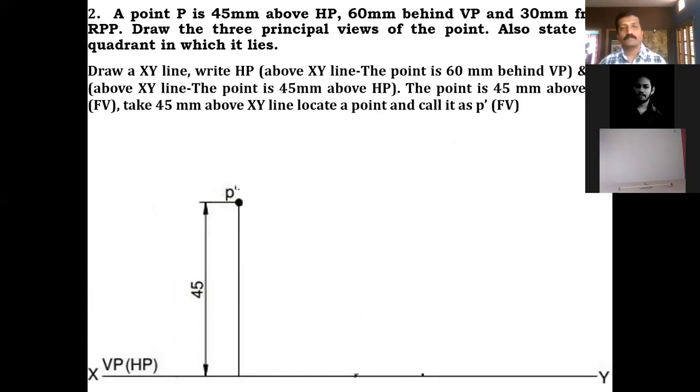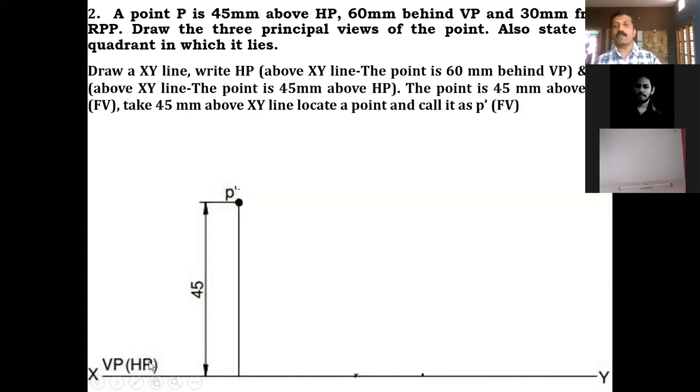So the second one, the question says: a point P is 45 millimeter above HP, 60 millimeter behind VP and 30 millimeter from RPP. Draw the three principal views of projection. Also state the quadrant in which it lies. By reading it, you can immediately come to the conclusion: above HP, behind VP, which quadrant is it? It's the second quadrant problem. So you can draw the XY line in the second quadrant. Both HP and VP will come above the XY line and overlap. So you can draw HP, VP above the XY line like this.